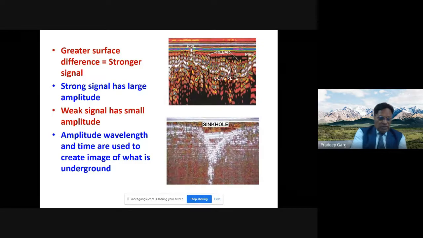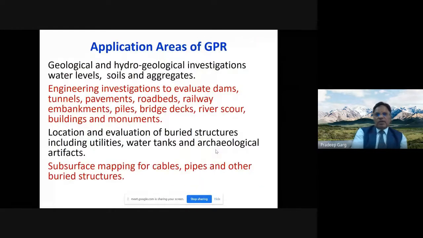So when GPR observations were taken, it was found that there's a pipeline going through this area, and there's a leakage of the pipeline. Because of the water from the leakage, that sinkhole was created. So when the pipeline was repaired, that problem was gone.